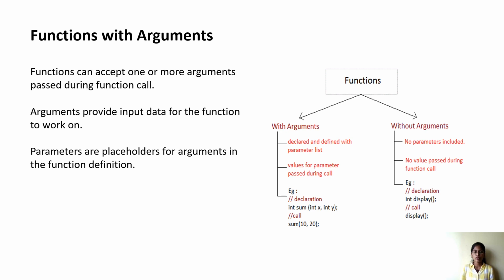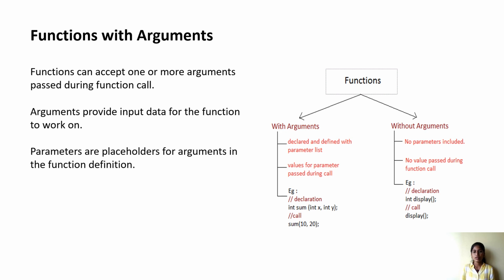Now first we'll discuss function with argument. It is declared and defined with a parameter list. The values for the parameters are passed during the call. For example, we declare a function called int sum(int x, int y). Then we call that function as sum(10, 20).